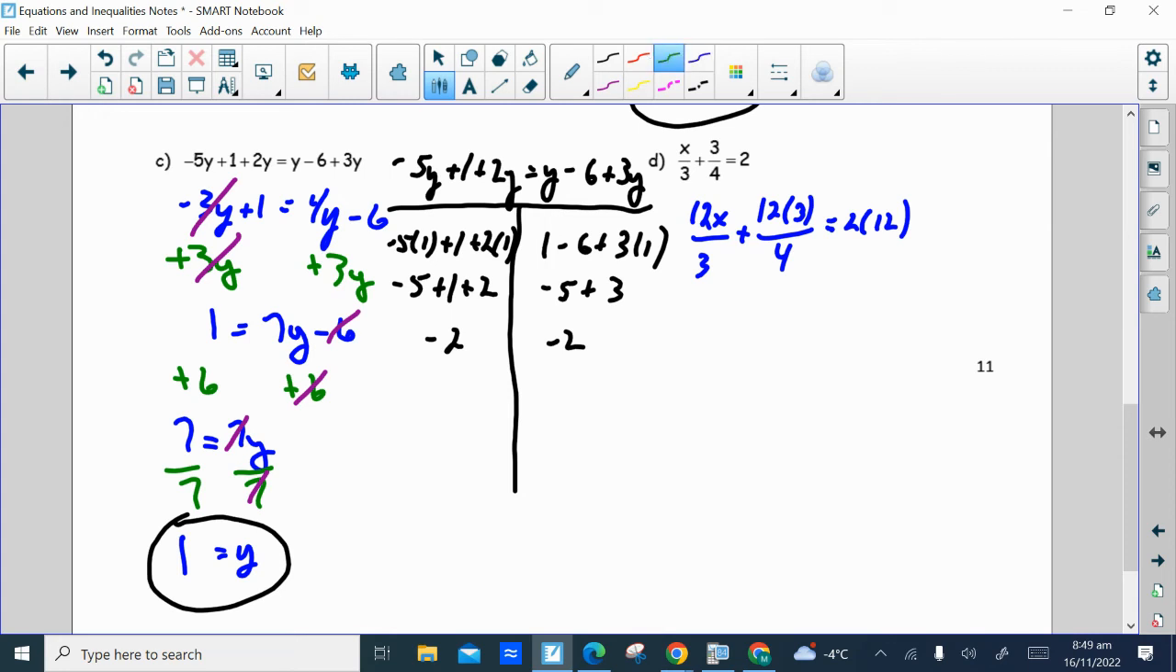But what we've done is we've now got to the point where we can get rid of the denominators by actually dividing. This 12 divided by this 3 is 4x. 12 divided by 3 is 4. And in the second term, the 12 divided by the 4 is positive 3 times the 3 that was there. And that equals 2 times 12, which is 24.